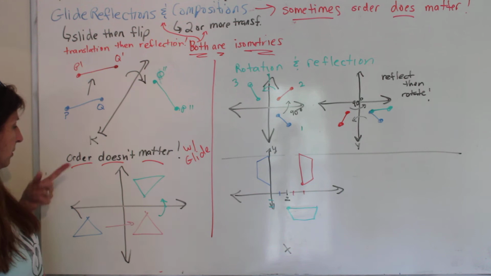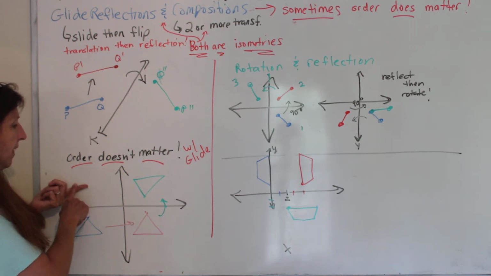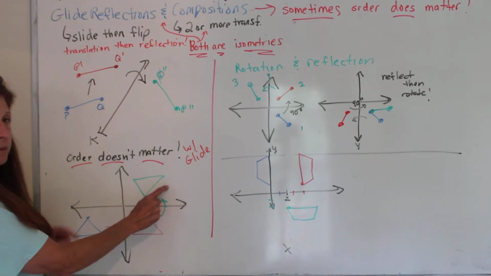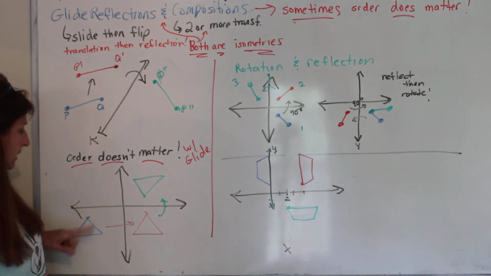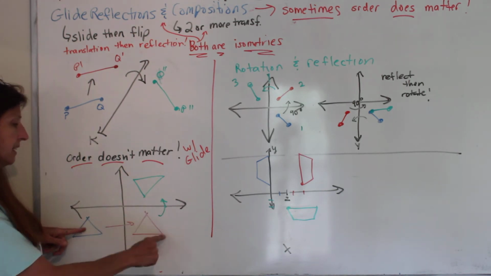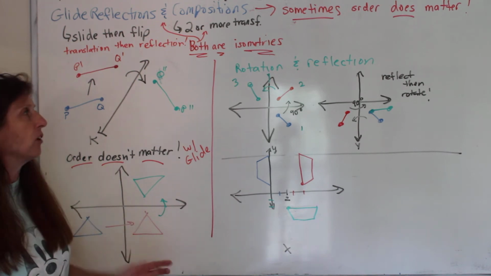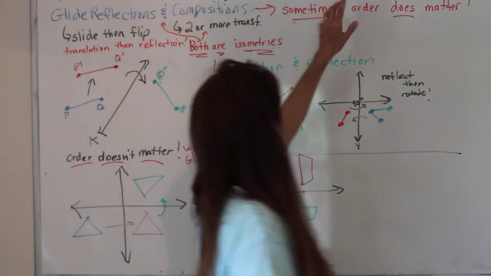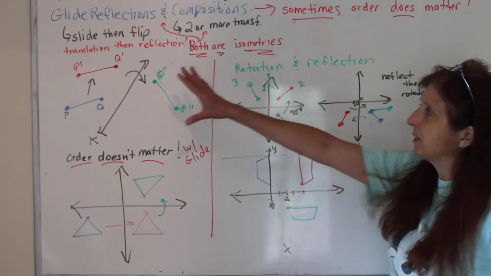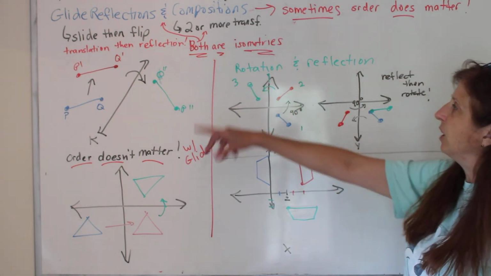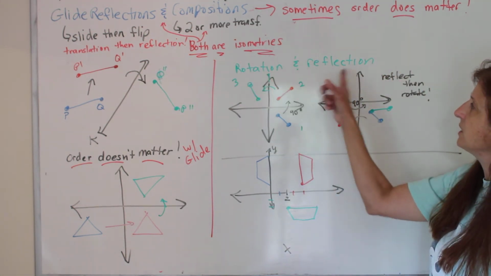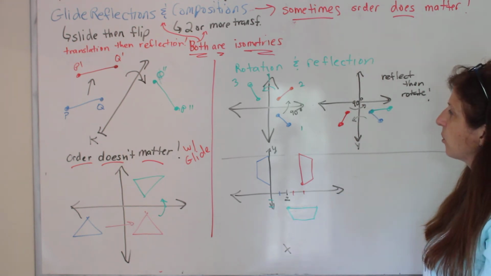If we flipped the blue one up first, then slid it down, we would still end up where the green one is. If we flipped, then slid, instead of slid, then flipped, it would still be on the place of the green triangle. But sometimes it does matter, not with glides, slide then flip, but this one, we're going to do rotation and reflection, and let's see if order matters.